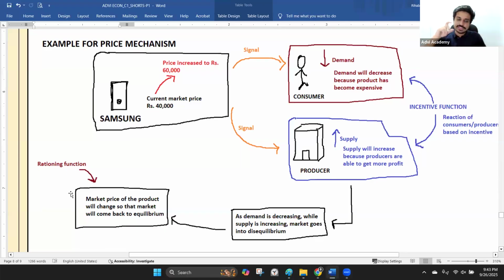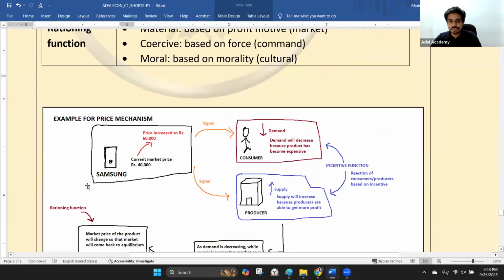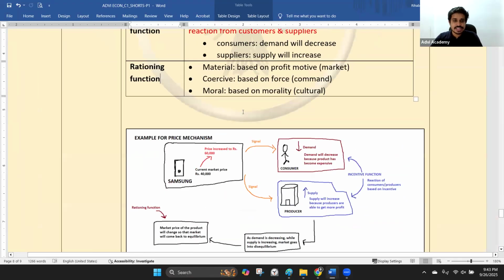The price mechanism is basically what regulates this. In the sense, regulates in a way. To be honest, nobody is coming and saying increase the price, decrease the price. But based on the demand from the consumer and the supply from the producer, the market price changes. So in a command economy, the government decides the market price. In a market economy, the price mechanism decides the price. That's the difference. Understand? So coming back to the short notes, we are going to say rationing function.